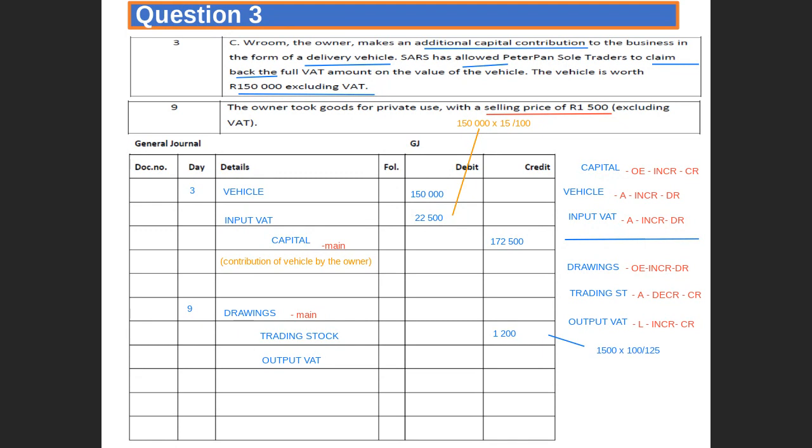I'm telling you, you're gonna thank me. In the exam, they're gonna give you something like this. So if they give you the selling price, make sure that you calculate the cost price, because the drawings of goods cannot be at the selling price. The owner did not buy. We did not sell to the owner. The owner just took over. So you must change this 1,500 to be a cost. Unless they say cost price, yes, you would write it here as 1,500.